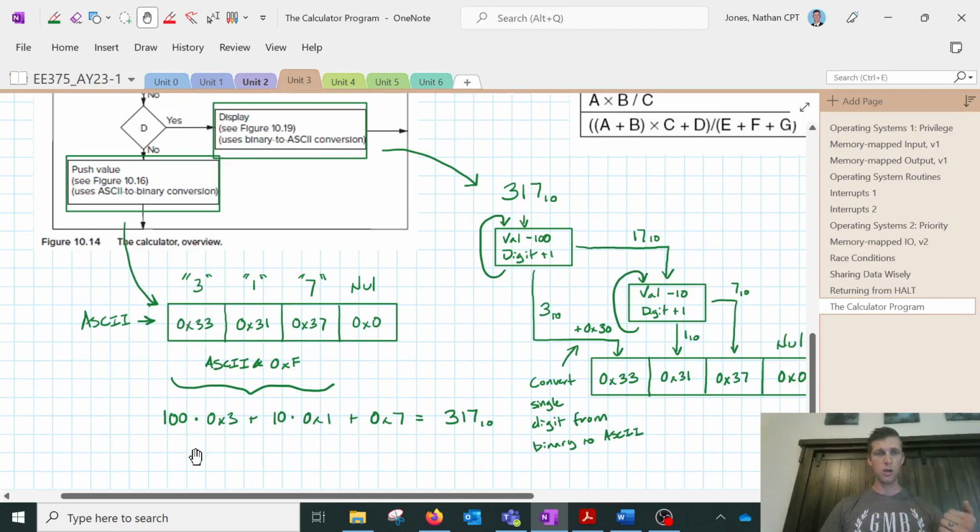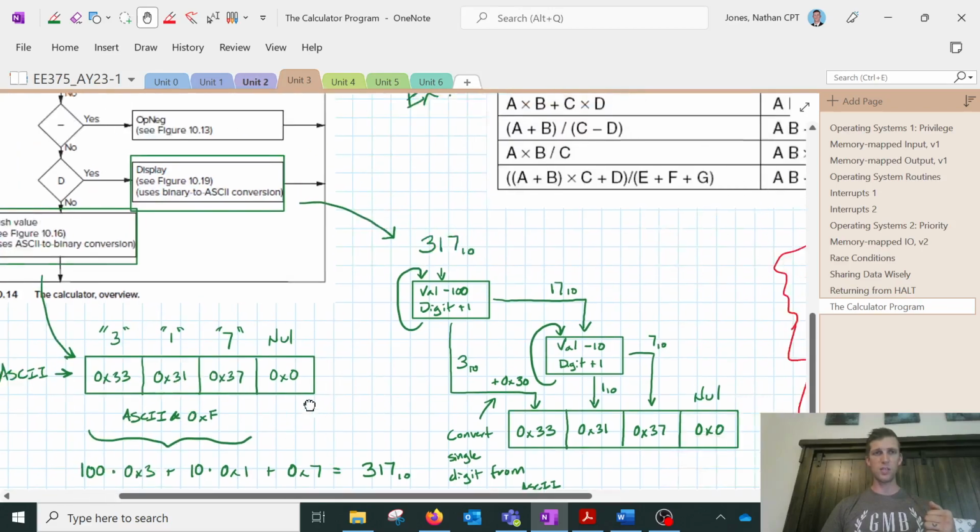So this first value, I multiply by 100. The second value I multiply by 10. I add the ones digit to get the value 317 in base 10. Figure 10.16 has the full ASCII to binary conversion. There's a couple of details I'm leaving out here in terms of handling negative numbers and checking for overflow and stuff like that. I would encourage you to look at them in this full code. But the crux of the conversion is this process here, where we are masking off the upper nibble of the ASCII and multiplying by the correct value of 10.